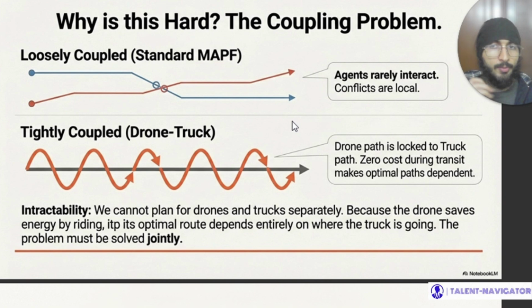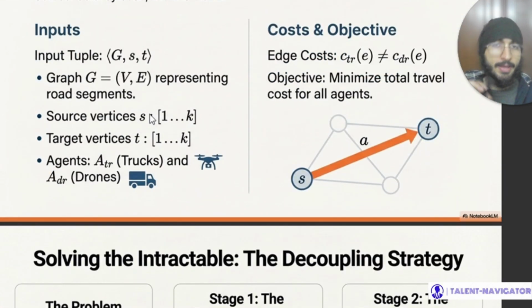So why is this hard? The coupling problem. We have loosely coupled standard MAPF, where agents rarely interact and conflicts are local. Then we have tightly coupled, with drone-truck interactions. The drone path is locked to the truck path, and there is zero cost during transit, which makes the optimal path dependent. The intractability is that we cannot plan for drones and trucks separately, because the drone saves energy by riding. So its optimal route depends entirely on where the truck is going, and the problem must be solved jointly.